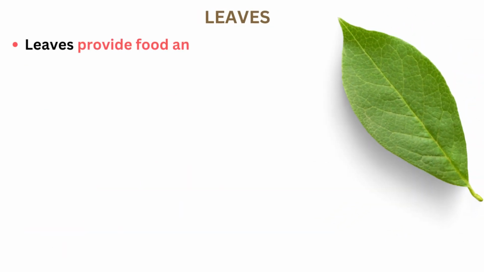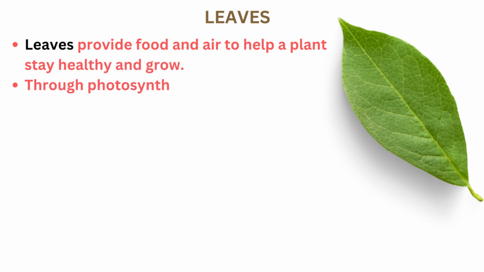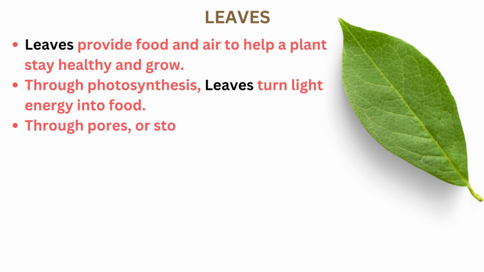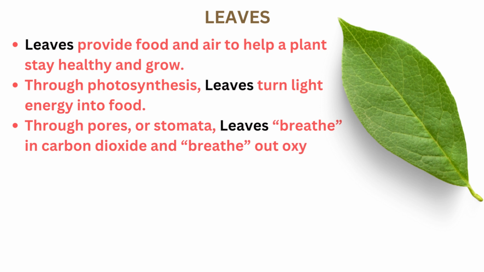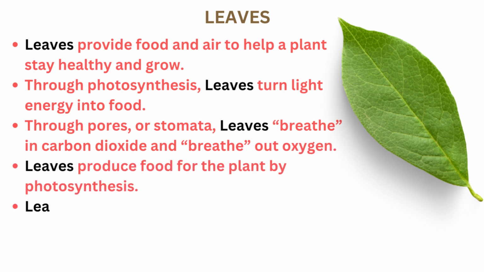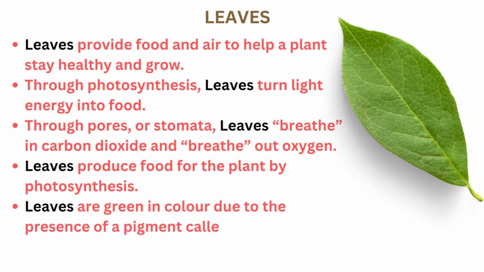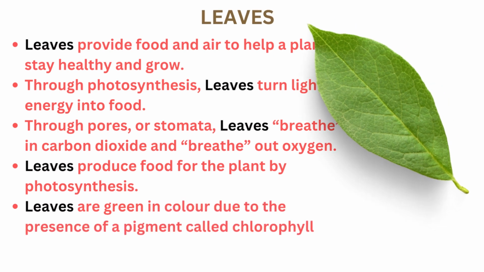Leaves. Leaves provide food and air to help a plant stay healthy and grow. Through photosynthesis, leaves turn light energy into food. Through pores or stomata, leaves breathe in carbon dioxide and breathe out oxygen. Leaves produce food for the plant by photosynthesis. Leaves are green in color due to the presence of a pigment called chlorophyll.